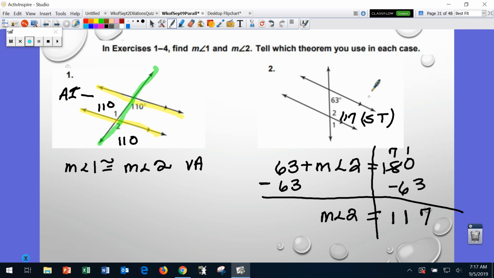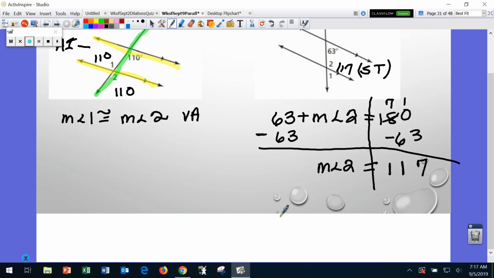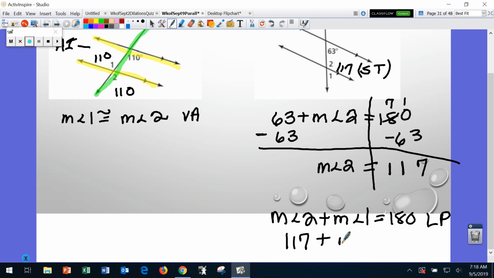We call that SST. And now, we also know that 2 and 1 are right next to each other. So if 2 and 1 are right next to each other, in the beginning we learned that is called a linear pair. So we would say the measure of angle 2 plus the measure of angle 1 is equal to 180, and that's by linear pair. That's LP, linear pair. Well, we already know that the measure of angle 2 is 117, so I'm going to put 117 in its place, plus the measure of angle 1 equals 180.